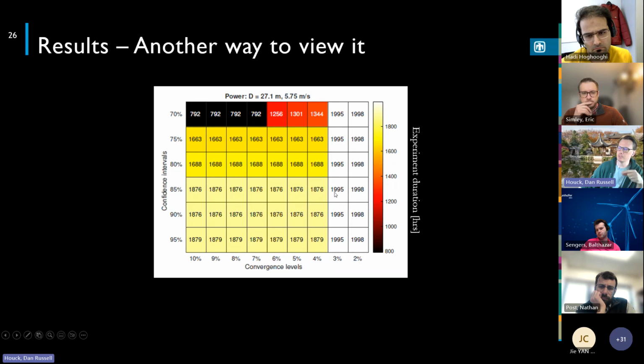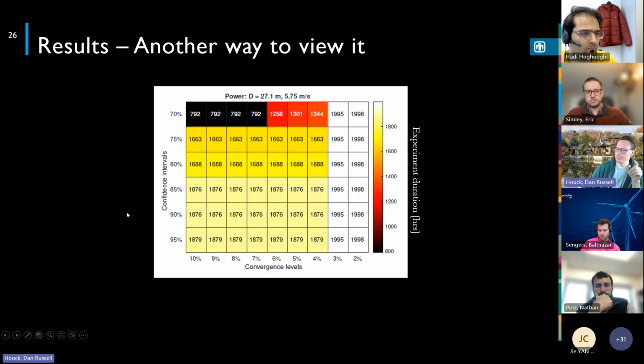The reason these jumps are not in 1 hour increments is because this is the time you spend waiting to get that particular condition to fill that bin. So to go from this 95% confidence interval from 4 to 3% convergence level, you're waiting this many more hours just to get the condition that you need to fill this particular bin.